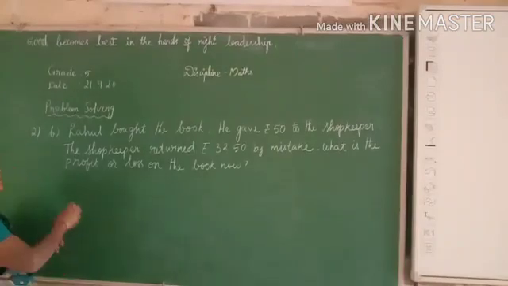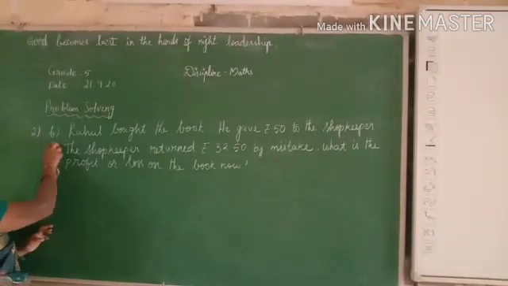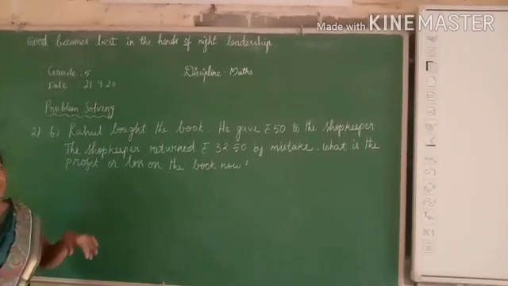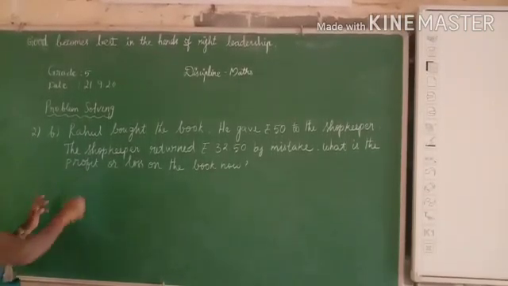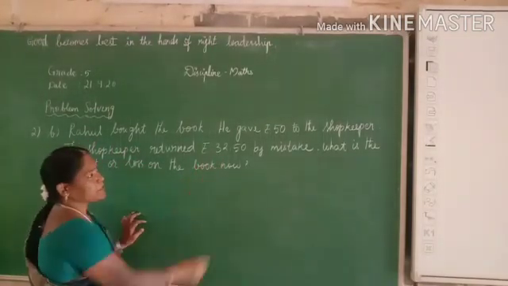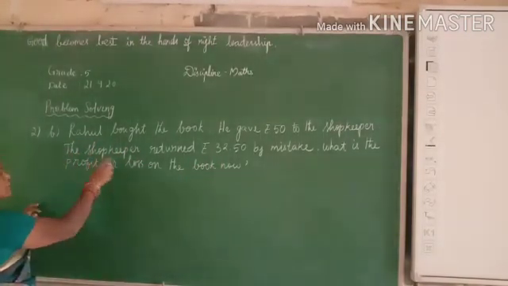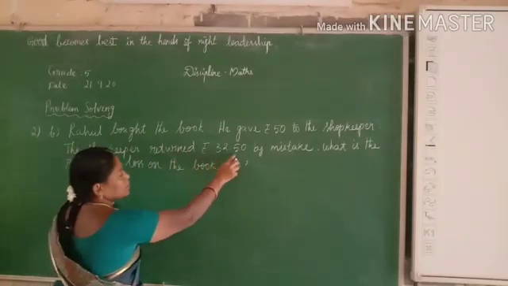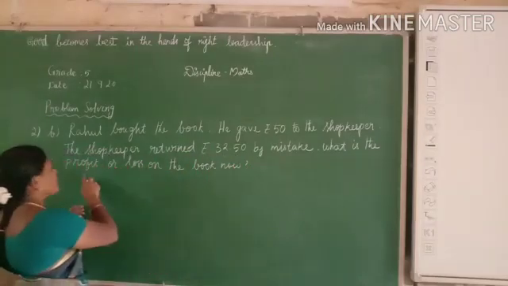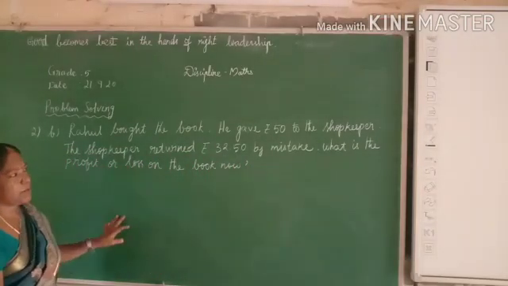Come to the next question. So second question, subdivision B. This question is continued from the first question. Then Rahul bought the book. He gave rupees 50 to the shopkeeper. The shopkeeper returned rupees 32.50 by mistake. Then what is the profit or loss on the book now?